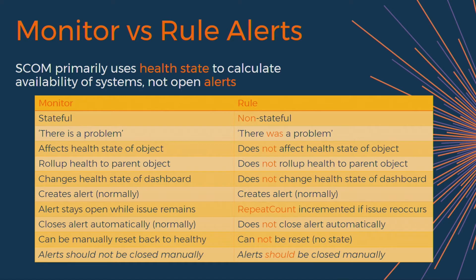On the left, monitors are fundamentally stateful, which might mean a lot to some people and not so much to other people. A rule is non-stateful. The other rows help clarify what that means. You were just saying, Matthew, with a monitor alert, it means there is a problem. If this alert is there, there is still a problem, and hence you should still be reacting to it as if that alert is current and the problem is current. Whereas a rule alert isn't stateful.